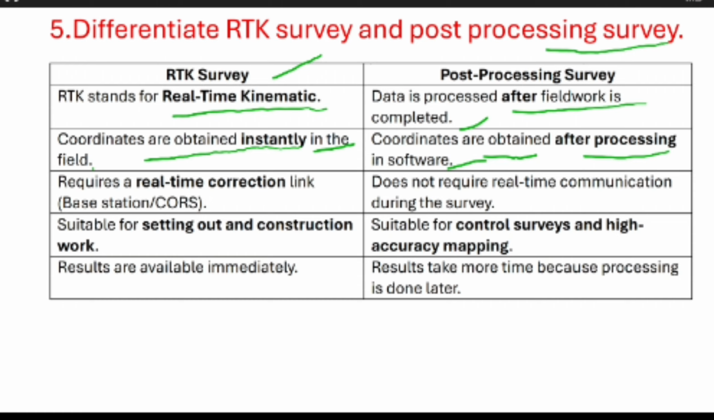RTK requires real time correction links, like a base station and so on. Here we don't require real time communication during a survey. RTK is suitable for setting out and construction works. Post processing is suitable for controlling survey and high accuracy mapping.